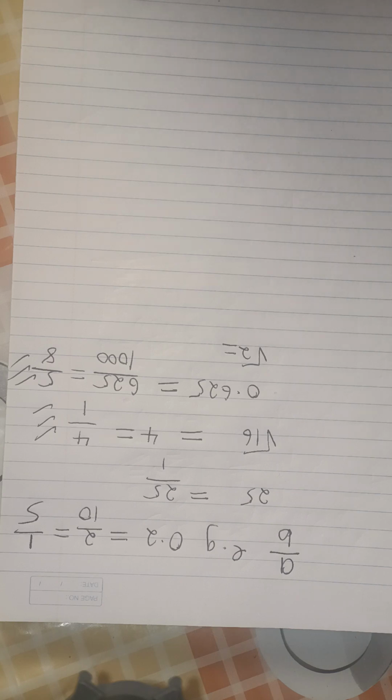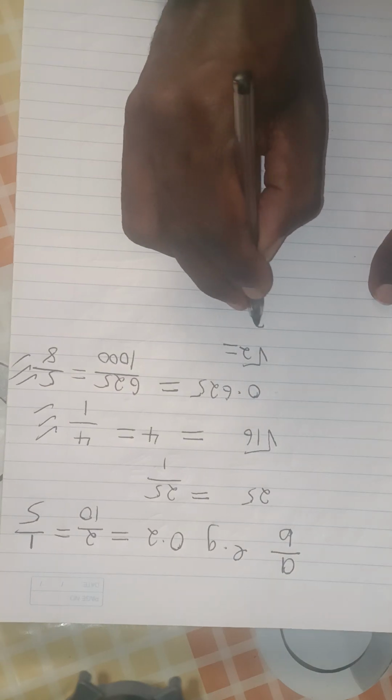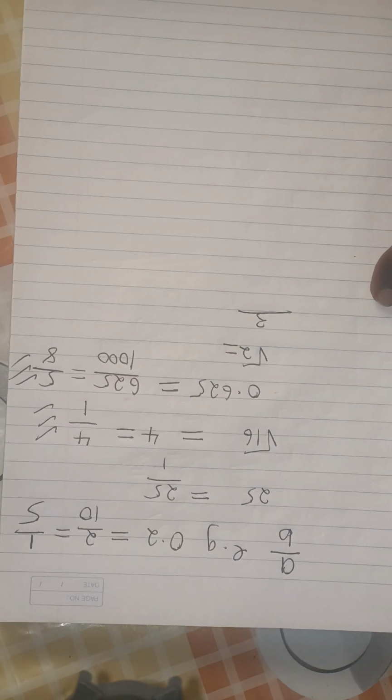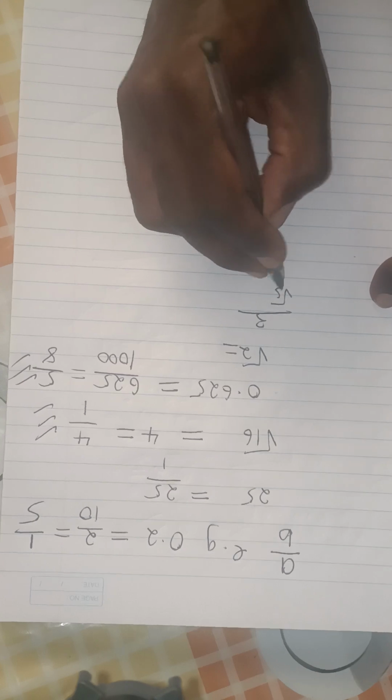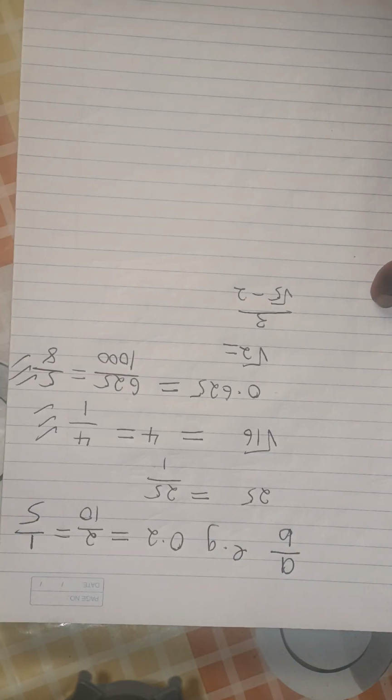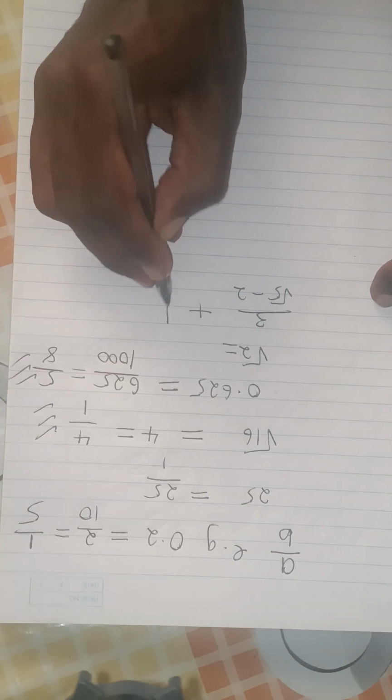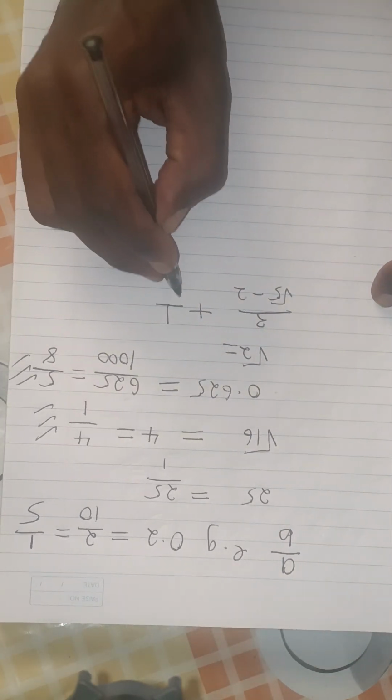Beside that, I have a question here. The question says simplify this, leaving the answer in the form A plus B root C, where A, B and C are rational numbers. So the question is 3 over root 5 minus 2, then plus 1 over root 5.